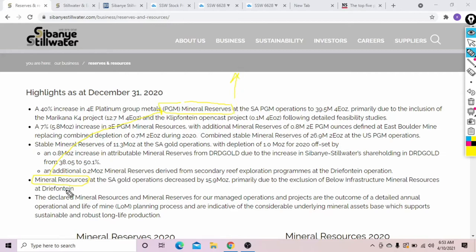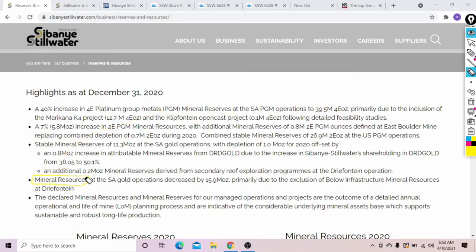And also, if the mineral resources, the blocks that still need further research and evaluations, are also increasing, that's good, because the more they have these mineral resources, the higher the chances that they will be converted into mineral reserves, which are ready to be mined now, which are assets. So you need to know this stuff if you're investing into mining companies. It's very, very, very important.